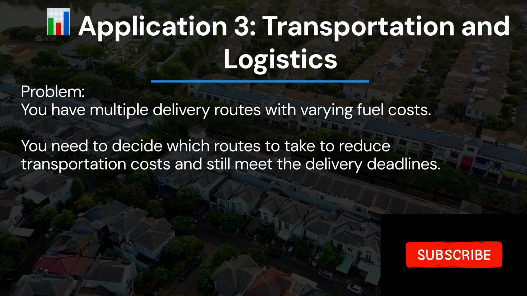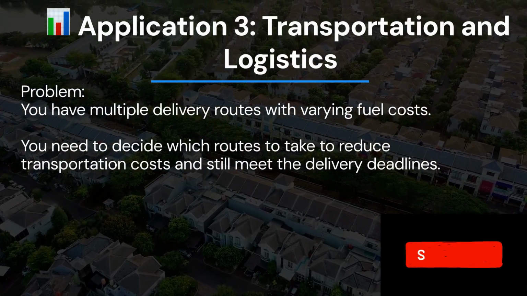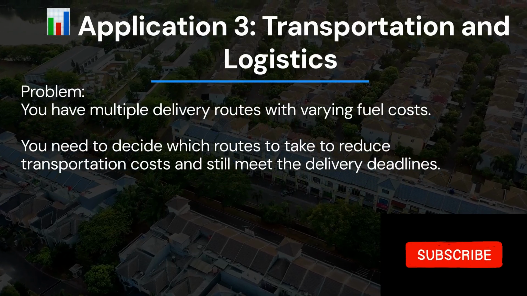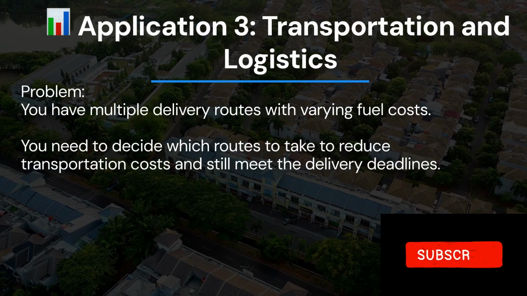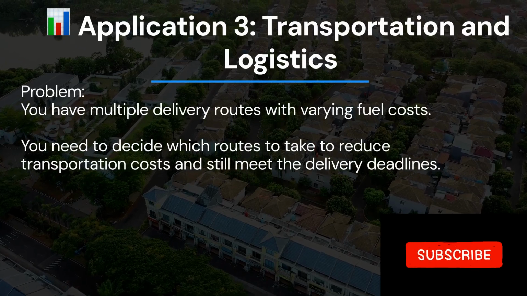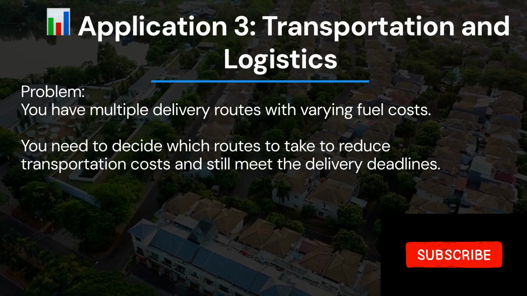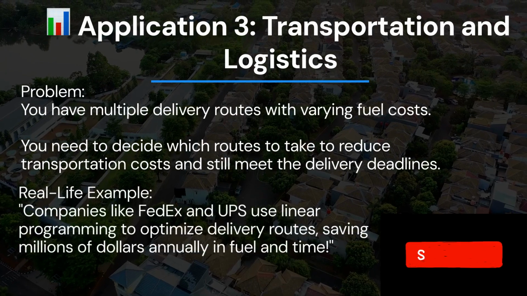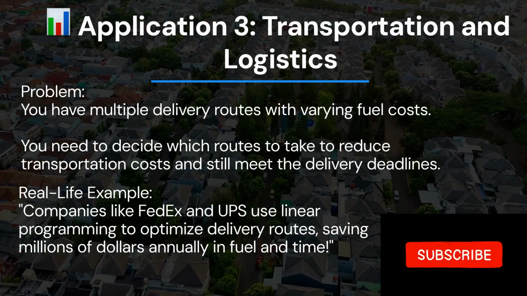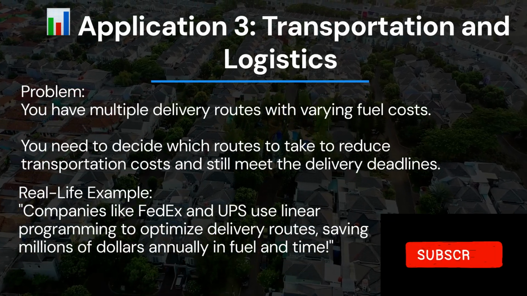How linear programming helps. By using linear programming, companies can calculate the optimal route that minimizes travel distance and fuel consumption while meeting delivery deadlines. It's like creating the fastest, cheapest path to your destination. Real-life example. Companies like FedEx and UPS use linear programming to optimize delivery routes, saving millions of dollars annually in fuel and time.